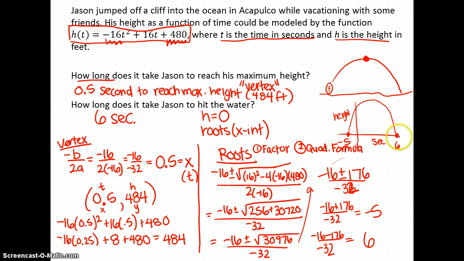And you can see along your trajectory, here's where Jason started. You may notice that the value where Jason starts would be the y-intercept. There's his max height. The question about his max height had to do with the vertex. And then there's where he hits the water, and that's the root. So the points that we've been finding the past 2 days have relevance to an actual situation.